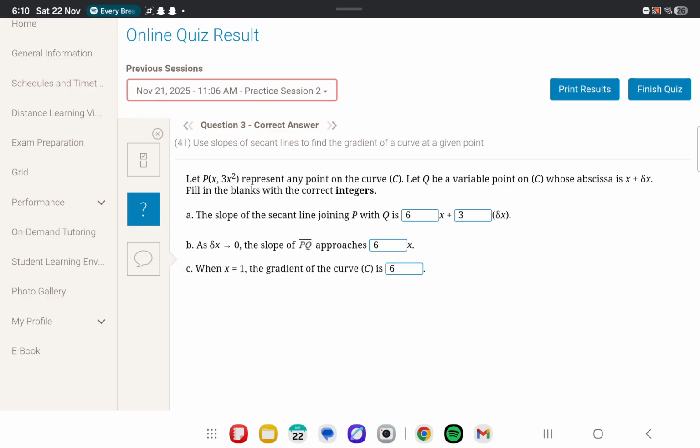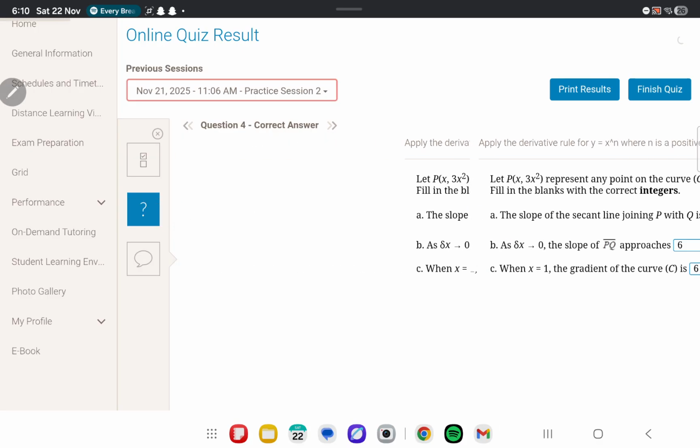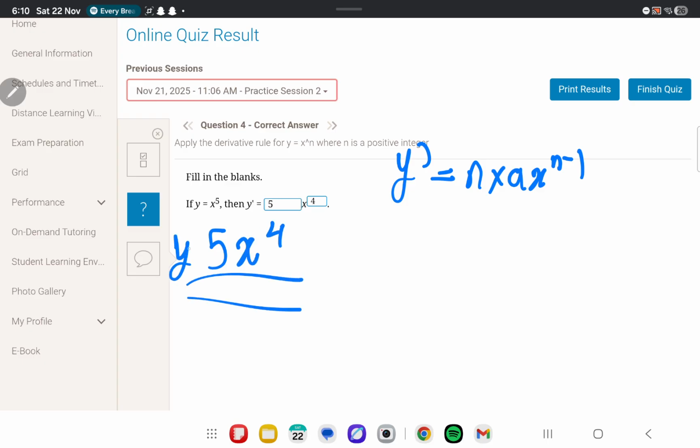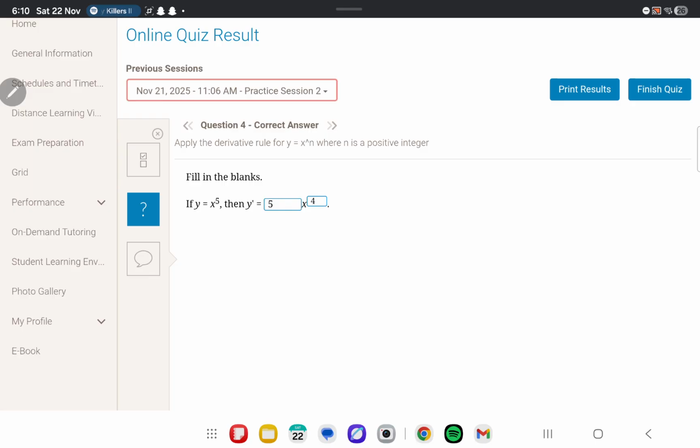I don't like how this keeps opening. Now, moving on to question 4. This is very, very easy. It's an application of y prime is equal to n times ax to the power of n minus 1. So what are we going to do here? Take 5 down. 5x, 5 minus 1 is 4. And this is your derivative. Done. Now, moving on.